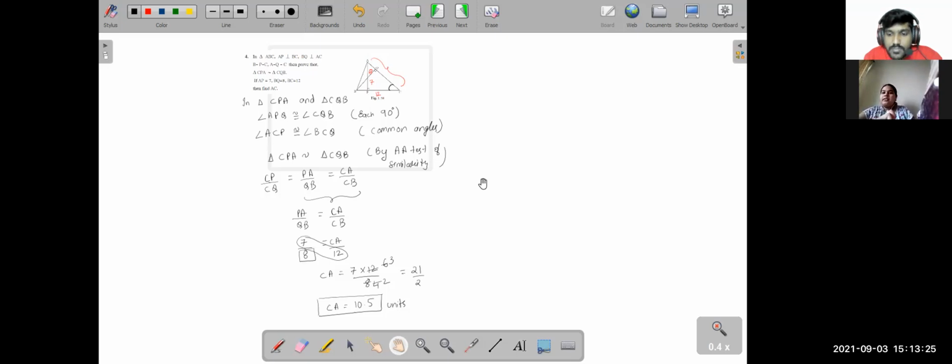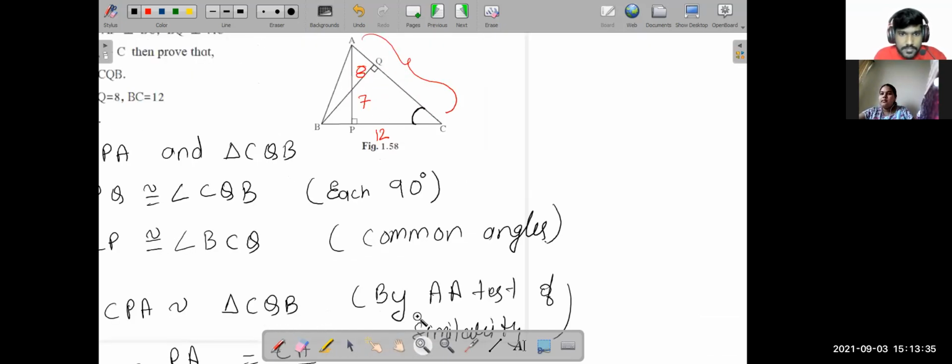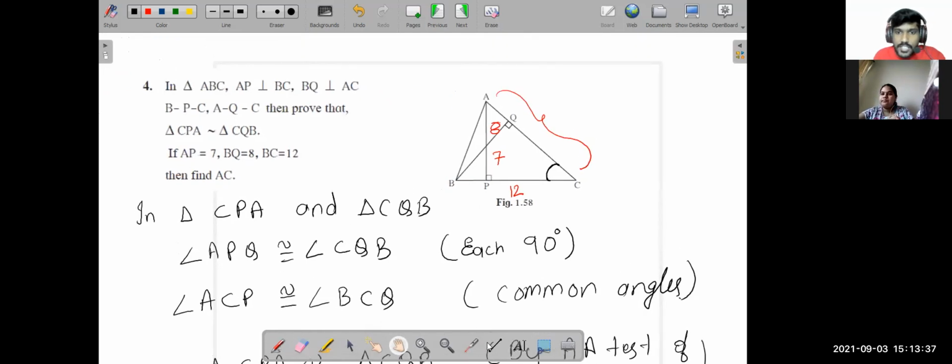Which are the two triangles due to which C is the common angle? First one is ACB, but the second one is PAC. Second one is CQB. CQB, this one, I'll highlight it. This is the second one. See the green one and the red one. There are two triangles.